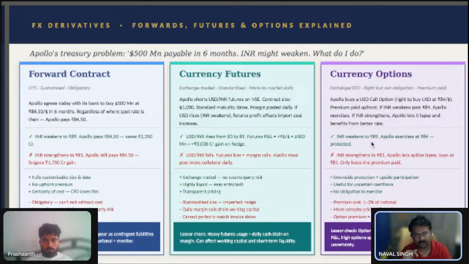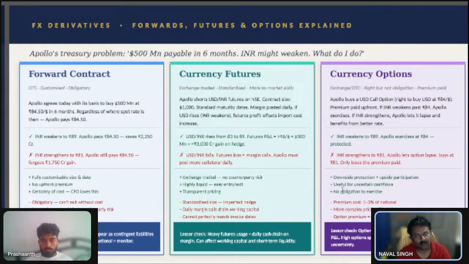So if Apollo exercises at 84 rupees, Apollo can buy so many dollars at 84 rupees, and use those dollars to pay their raw material cost, which is rubber. If INR strengthens, Apollo still has the 84 rupees cost, but they can buy from the open market actually and then pay 81 rupees. Downside is protected. Upside, you can buy as much as you want.